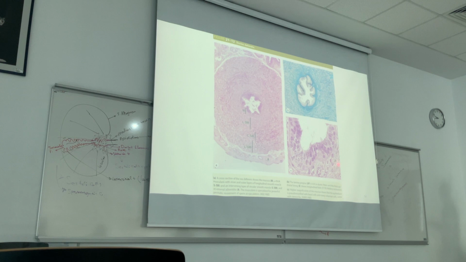The lamina propria has a fibroelastic structure, and as you can see in the wall of the ductus deferens, we have the inner and outer longitudinally arranged and middle circularly arranged smooth muscle cells.